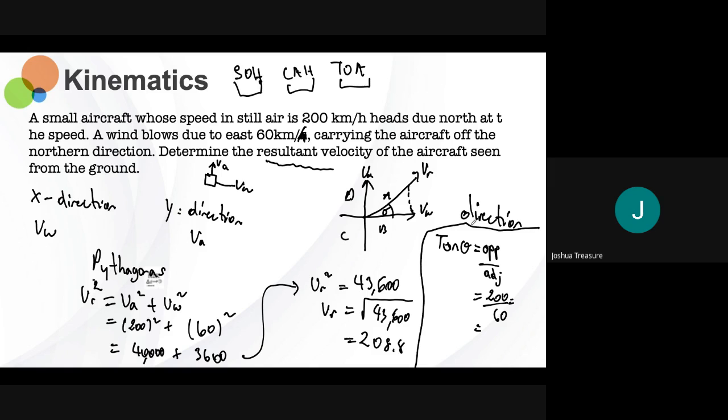What do we get? 200 divided by 60. 3.33. So 3.33. And how would we calculate the angle?